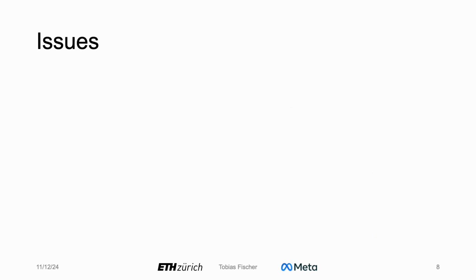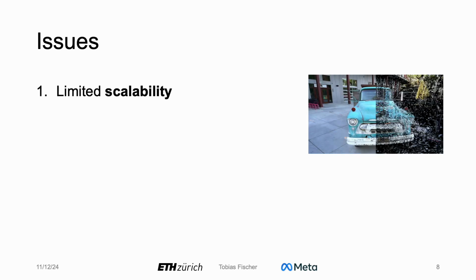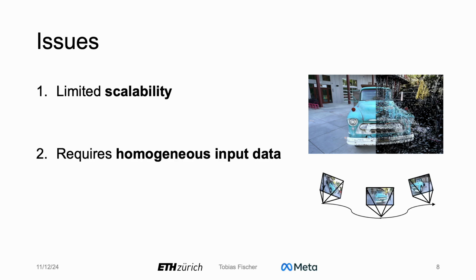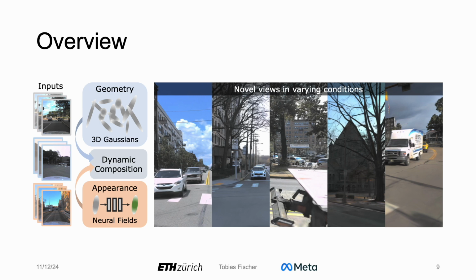However, while this scene representation is fast to render, it also has several limitations. First, the memory footprint increases linearly with the number of primitives, and large scenes often require millions of 3D Gaussians to be accurately represented, limiting its scalability. Second, the spherical harmonics are restricted to view-dependent effects and cannot model large appearance changes among the input images, requiring homogeneous input data. And third, the 3D primitives have a fixed location, and therefore the algorithm fails drastically in the presence of dynamic actors.